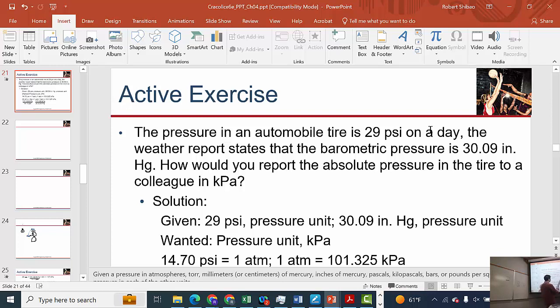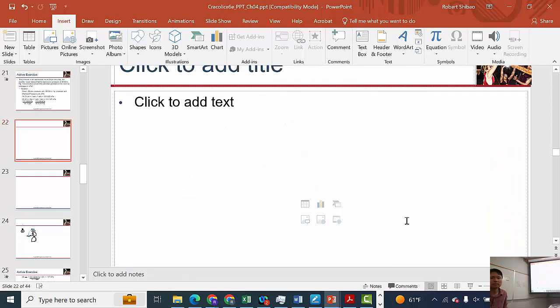The weather report states that the barometric pressure is 30.09 inches of mercury. How would you report the absolute pressure in the tire to a colleague in kilopascals? Okay, so let's break this problem down into different steps.